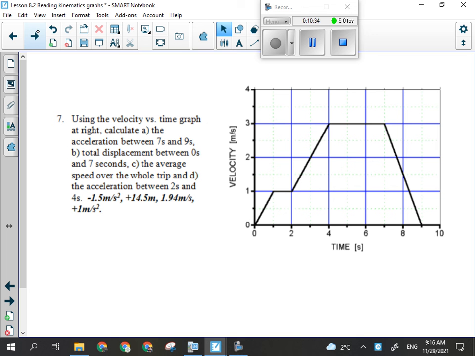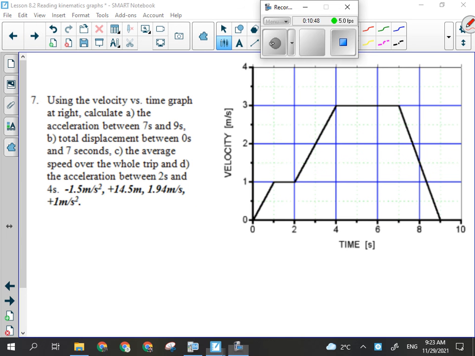Okay, see if you can do that one. So we got a velocity versus time graph. We're looking for acceleration, total displacement, average speed, and a second acceleration calculation as well. All right, give you a couple minutes on that one. Some reading of the graph. What's going on in this first section of the graph?